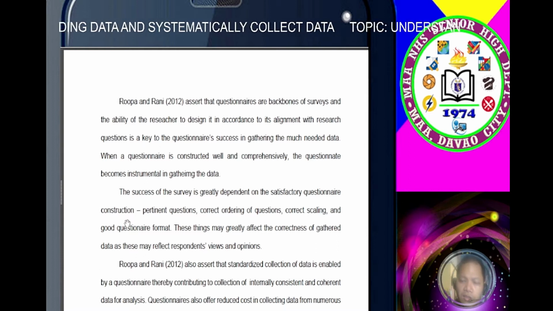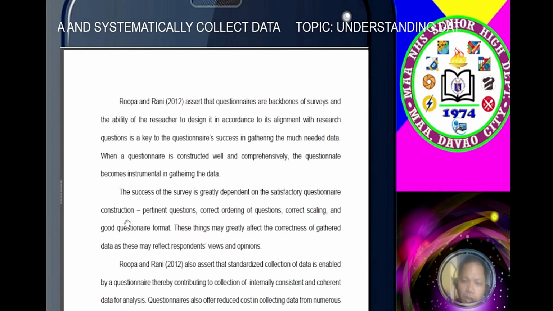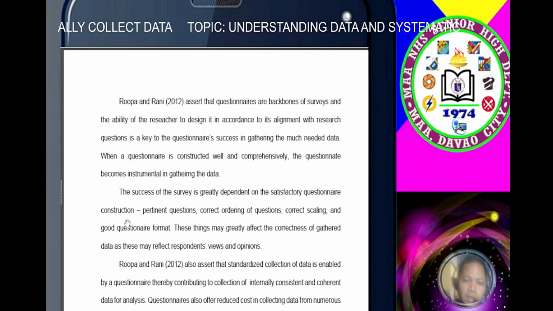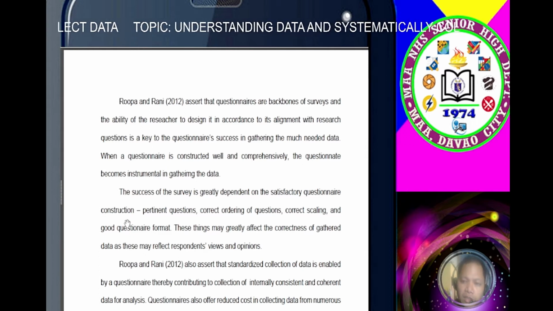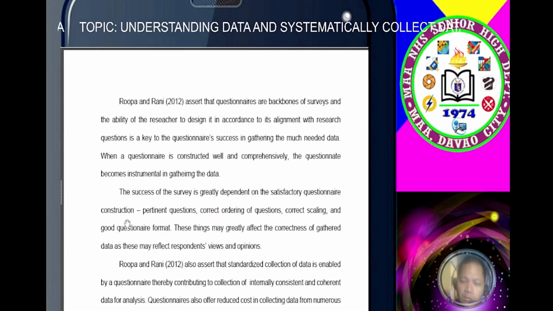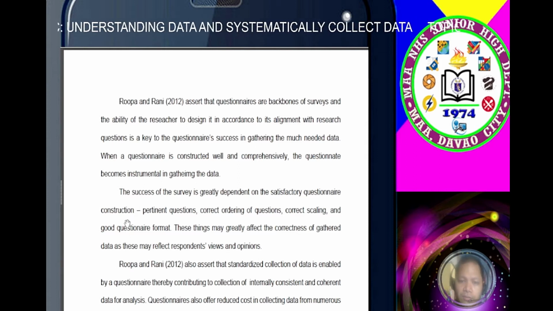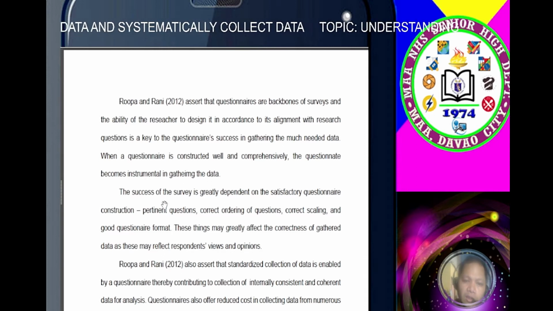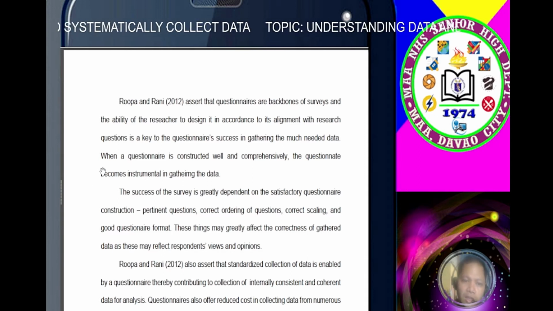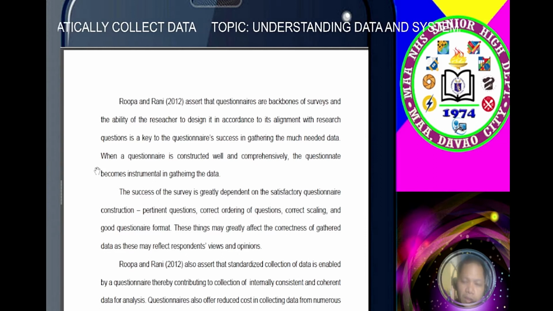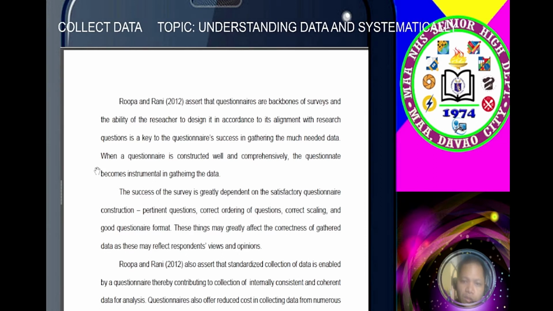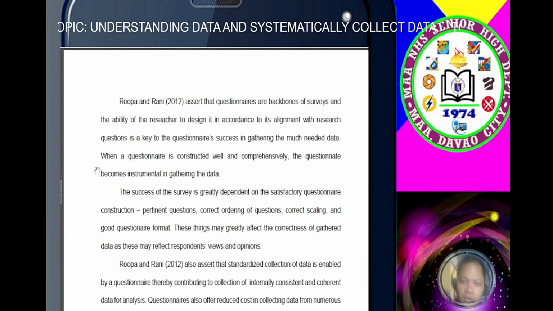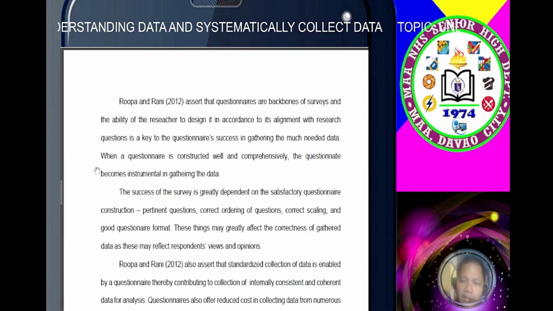That's why, as a researcher, especially in Chapter 1, you really need to have a broad scope. You read a lot, especially in making your literature review, because that will be the basis in making your questionnaires. You will have to state all the indicators used in those variables, because those indicators will serve as the items in your questionnaire. So that's why you really need to read a lot.